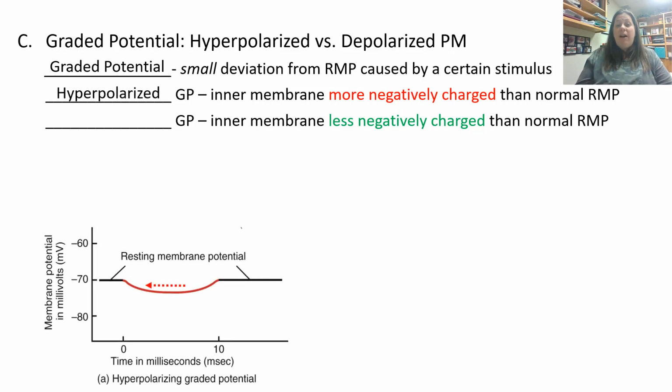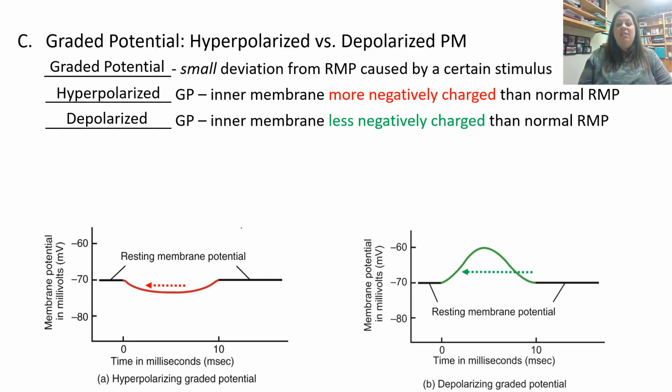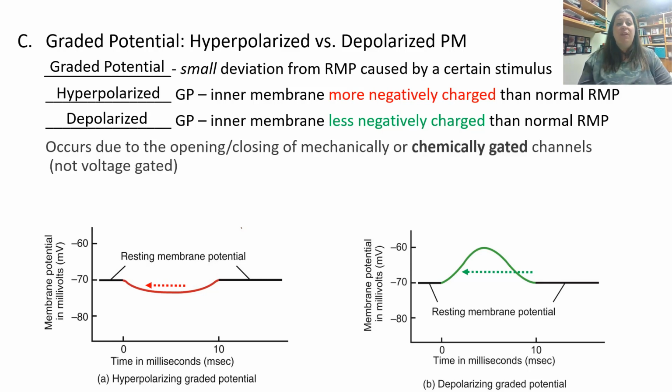We see that a hyperpolarized graded potential is where the inner membrane becomes even more negative. So if it started at -70, maybe it becomes -75, or maybe it gets closer to -80, but we are making it more negative. When we're talking about a depolarized graded potential, this is where the inner membrane becomes less negative. This could be where it goes up to -65 or -60. The depolarized graded potentials, as they get closer to a certain point, are going to allow for action potential to be made. Now, this occurs again due to the opening and closing of mechanical or chemically gated channels.